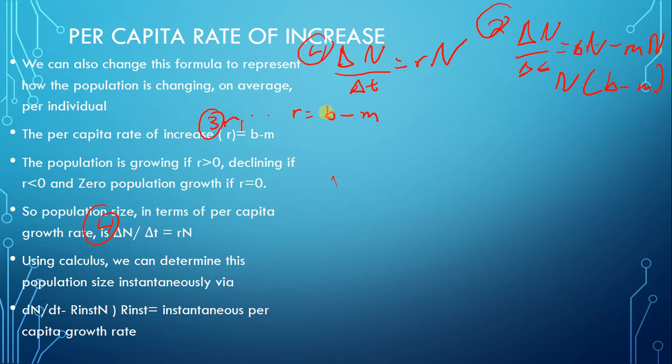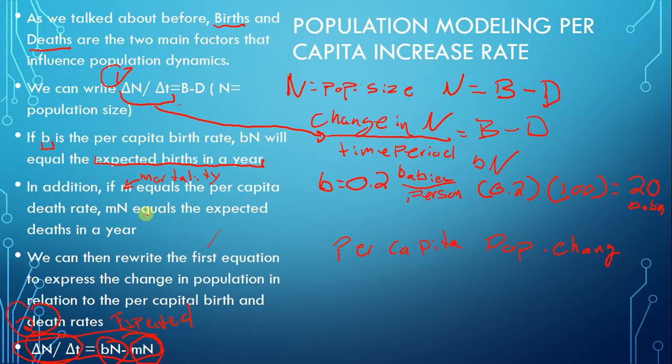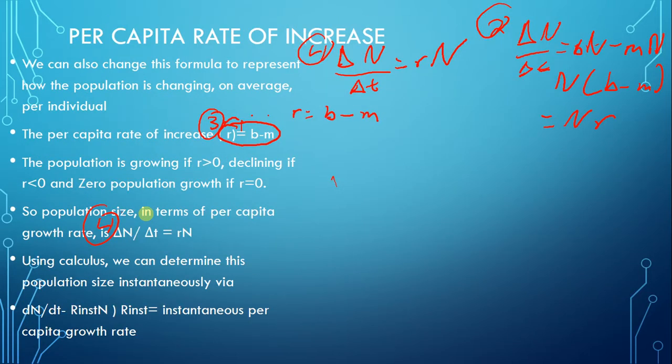Now, by definition, R equals B minus M. So I'm going to substitute R for B minus M right here, and we get equation number 4. So please realize I just used a new definition of B minus M for the per capita rate of increase, and I just rewrote equation number 2 from this slide in a different way, and it looks like equation number 4. So this is equal to that. Hopefully you can see that point.